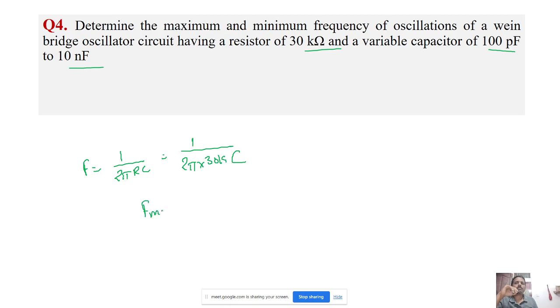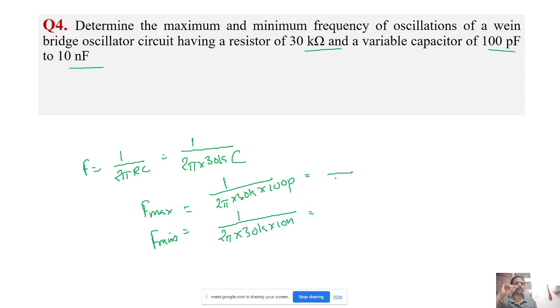One frequency will be the maximum and one will be the minimum. The maximum frequency occurs when the capacitance is least, and 100 pico is the least here, so 1 by 2 pi into 30k into 100 pico. The minimum frequency occurs when the capacitance is maximum, so 1 by 2 pi into 30k into 10 nano. With a variable capacitor from 100 pico to 10 nano, we can get frequencies of oscillation in between.